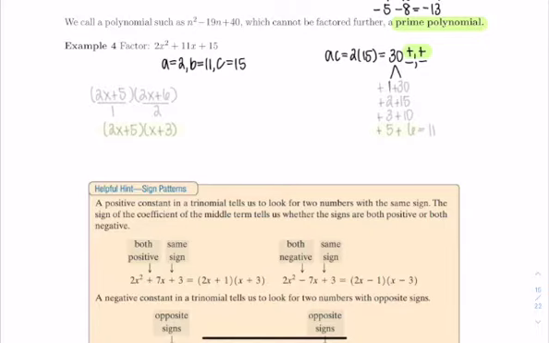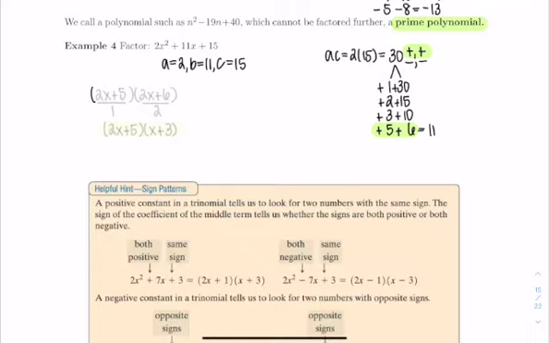The factors of 30 are 1 and 30, 2 and 15, 3 and 10, 5 and 6. So which combo is going to get me to B, which is 11? The last one will. This gets me to 11, and so that means we need to use positive 5 and positive 6.